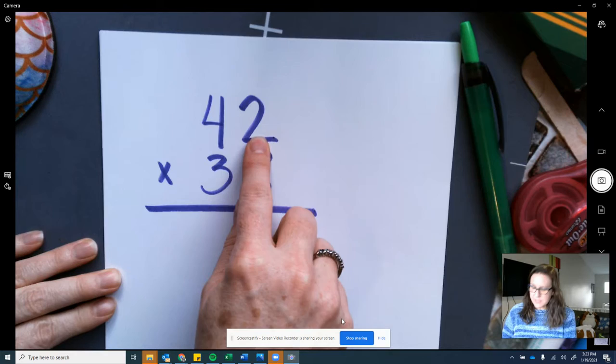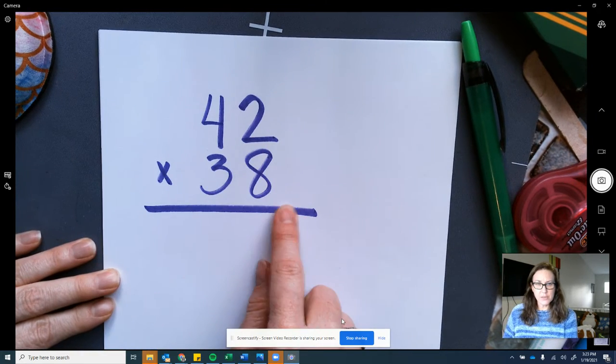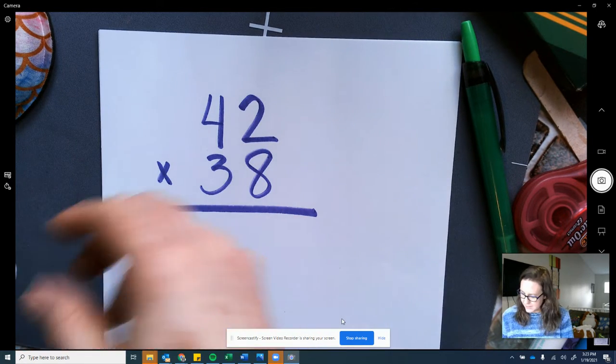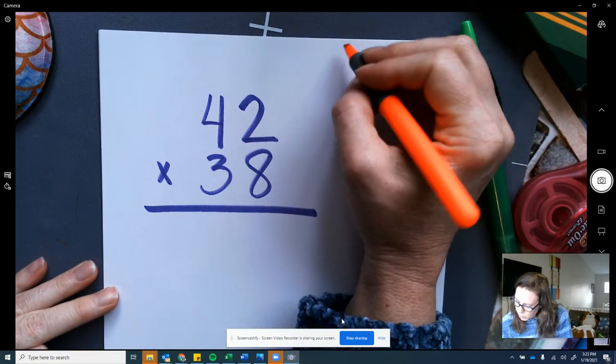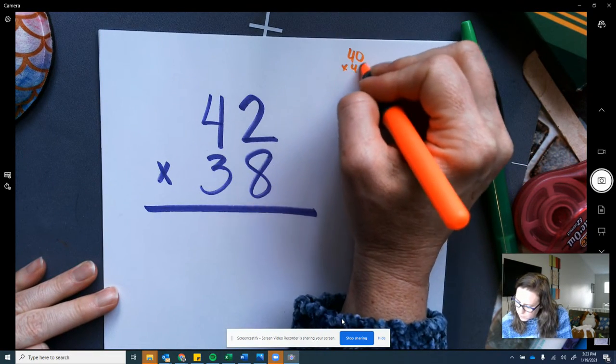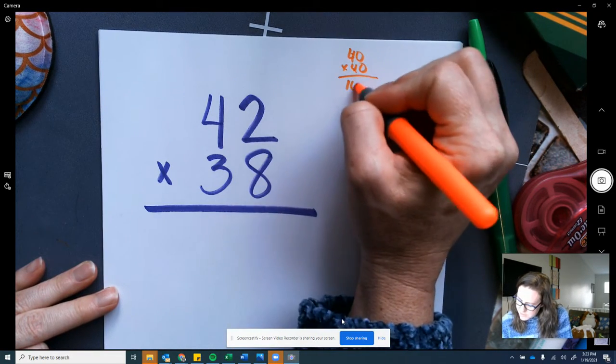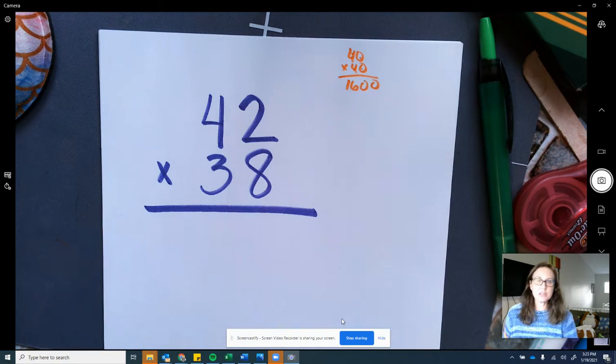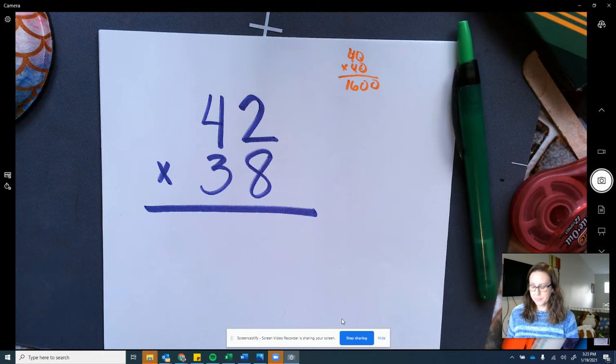But I'm going to round this down to 40, and I'm going to round this up to 40. So my estimate is going to be 40 times 40. 4 times 4 is 16, 2 place values. So I'm going to get close to 1,600. Okay, so that's going to be my estimate.